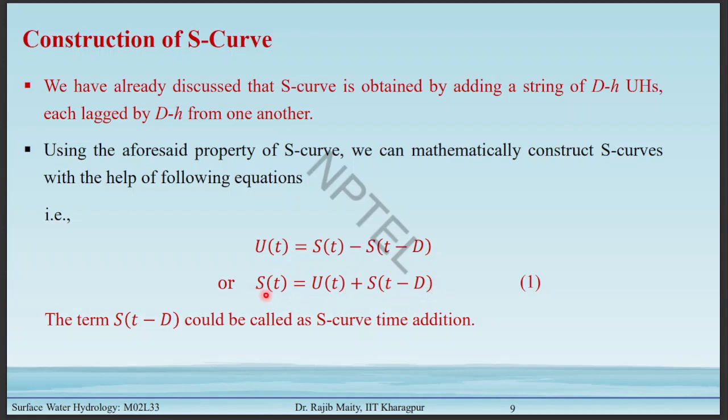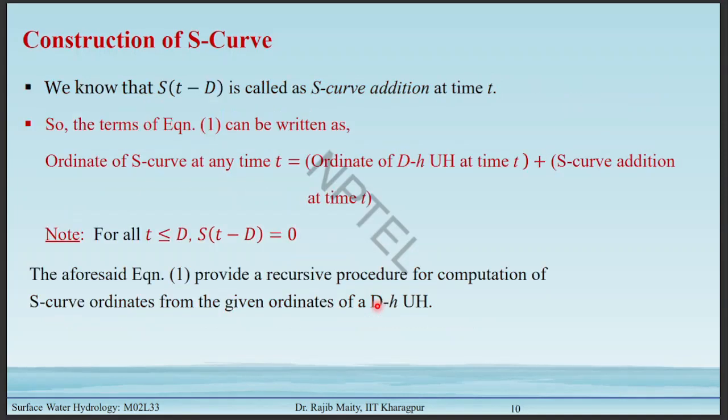Here S_t is the ordinate of the S-curve, that is the final S-curve that we want to obtain, and U_t is the ordinate of the unit hydrograph, which is already provided in the problem, and S_(t-d) is the S-curve time addition. So this is the equation that we need to utilize to construct the S-curve.